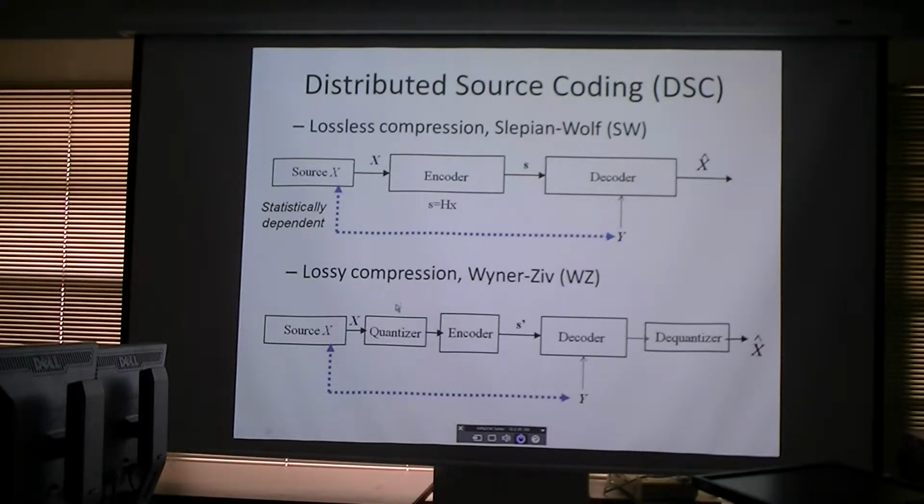decoding the source X. And for the lossy case, Wyner-Ziv coding, the continuous source just follows the Slepian-Wolf coding. So yeah, for Wyner-Ziv coding and Slepian-Wolf coding, the only difference is that a quantizer and dequantizer are introduced before the encoder part and after the decoder part.